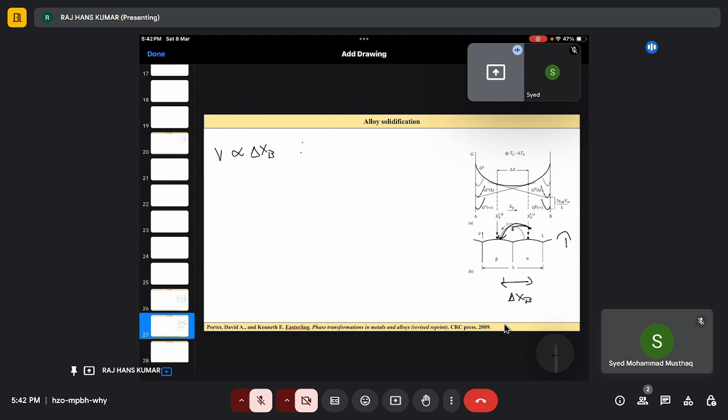Again, it is also inversely proportional to 1 by lambda. See, it's just normal. So let's suppose this distance is very much large. So if the distance is very large, then the atoms have to cover a larger distance. That means to come from alpha to beta. So that's why the velocity of the front will also decrease.